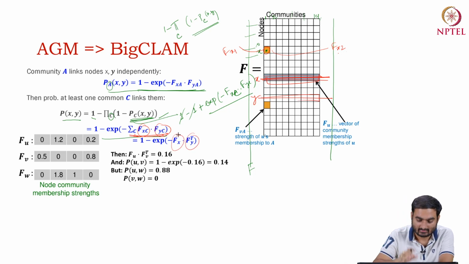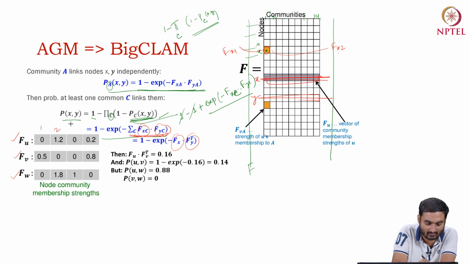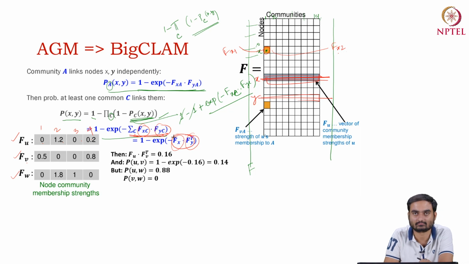Okay, let's take an example. Say, let's say this is FU, FV, FW, right? This is community 1, community 2, community 3 and community 4. Okay, and these are the membership values. So what is FU times FV transpose? I'm basically calculating this one. This would be this into this, this is a dot product, this into this, this into this, this into this. We'll get 0.16.